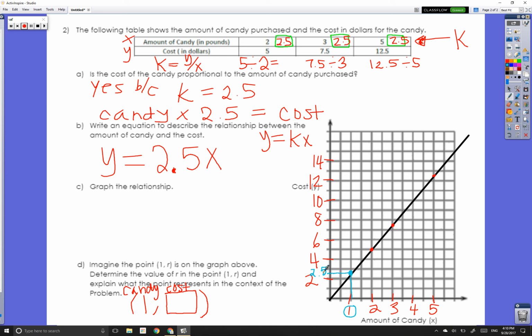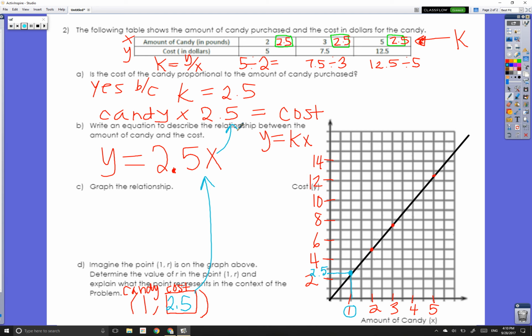Now, we can't tell exactly. The reason I know it's 2.5 is this question is very shadily asking you for the unit rate, which is also the constant of proportionality, and you notice we found it here, and you notice we found it here already. So that's how I knew.